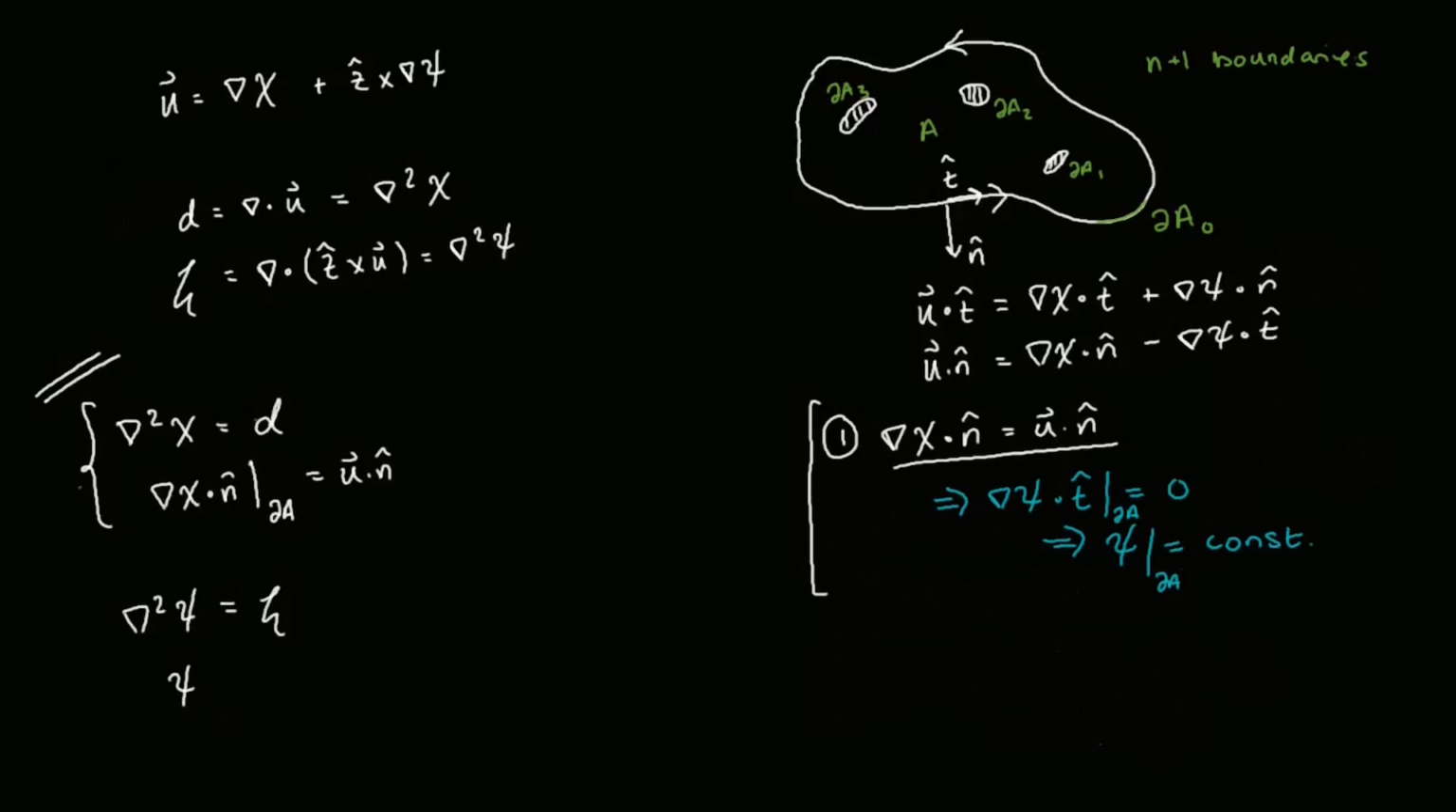So psi on boundary A i, we'll say is C i, so it's a constant. And like I said, it's not necessarily 0. We had a very simple scenario where we just had the outer boundary. We could choose that constant to be 0. And in the problems we'll do in a little bit, that's what I'm going to do. Okay, so we have the problem definition.